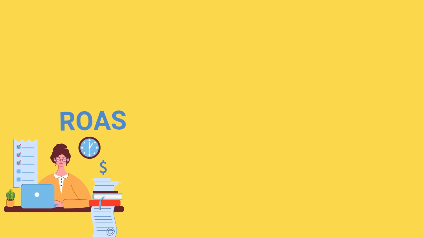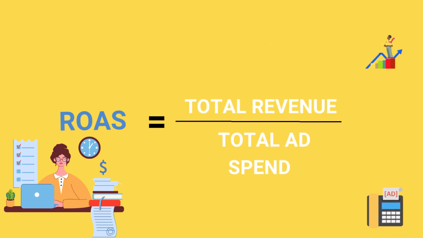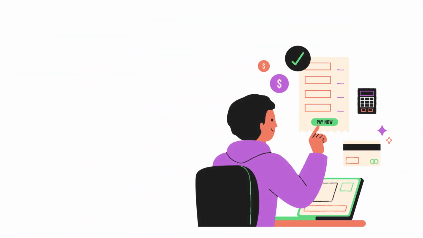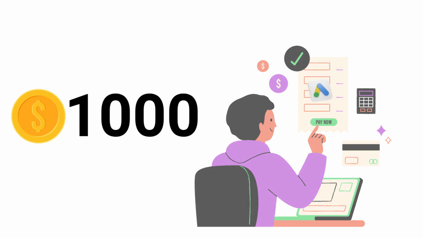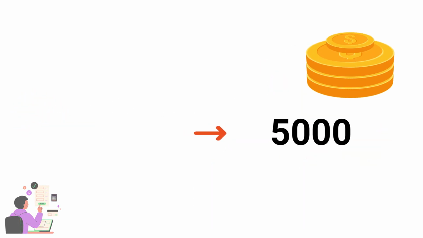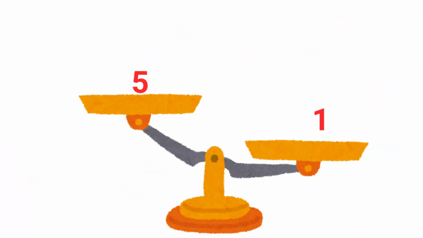ROAS stands for Return on Ad Spend. It's a simple ratio that tells you exactly how many dollars you earn for every single dollar you spend on ads. For example, if you spend $1,000 on Google Ads and generate $5,000 in sales, your ROAS is 5. That's a 5-to-1 ratio, or 500%.